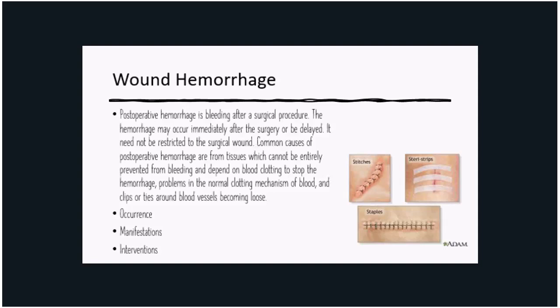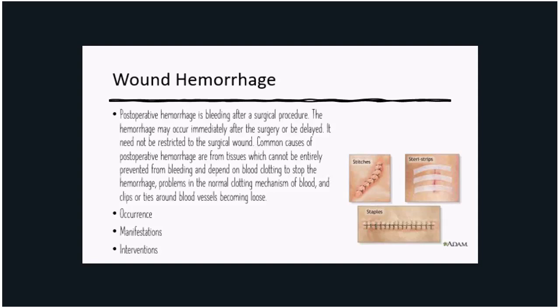For a wound hemorrhage, tissues cannot be prevented from bleeding, so we depend on blood clotting to stop the hemorrhage. Problems can occur with the normal clotting mechanism of blood, or clips or ties around the blood vessels become loose. That's why it's very important as nurses that we monitor that wound. The nurses will not be the one to remove the first dressing. That first dressing will stay in place for the first 24 hours, and then the surgeon will come and actually remove it.